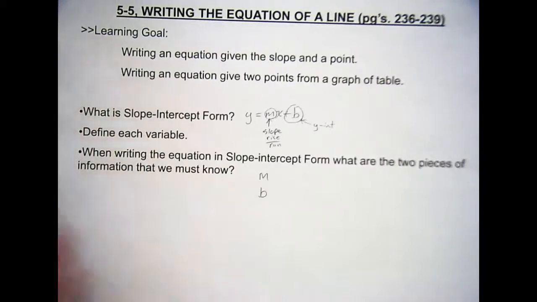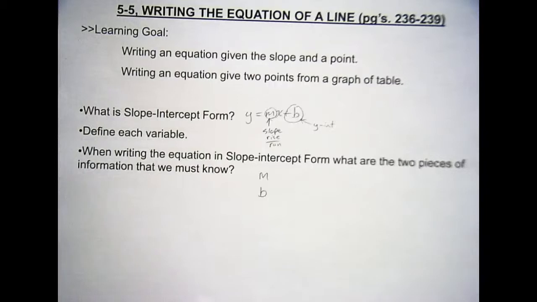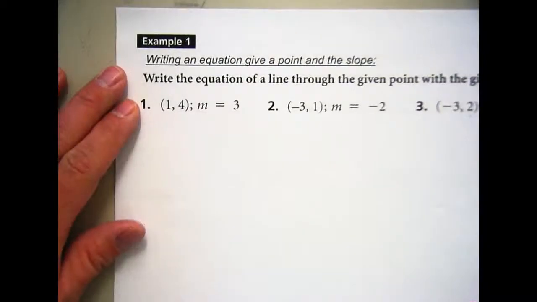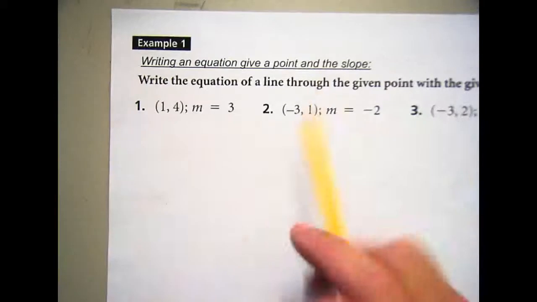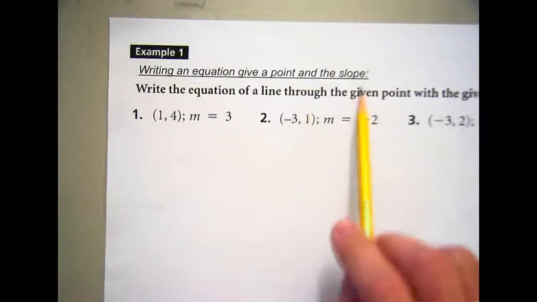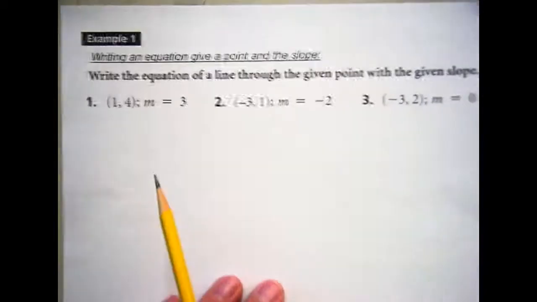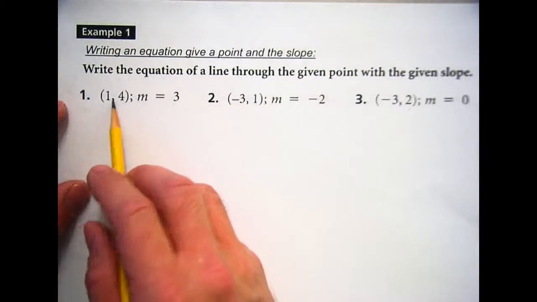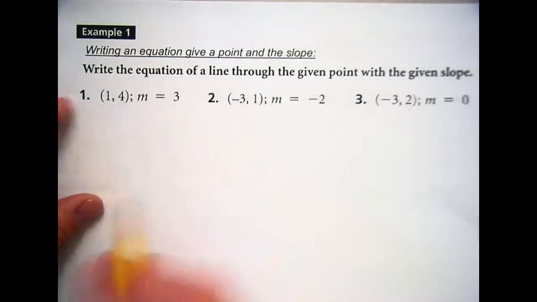All right, so we're going to try some problems here, trying to locate m and b. Now, our last assignment is pretty easy. They gave us m and b. So taking a look, this is number 1 off your assignment today. It says write the equation of a line through the given point with the given slope. Okay, so we're given this coordinate. That means our line goes through 1, 4 and has a slope of 3.